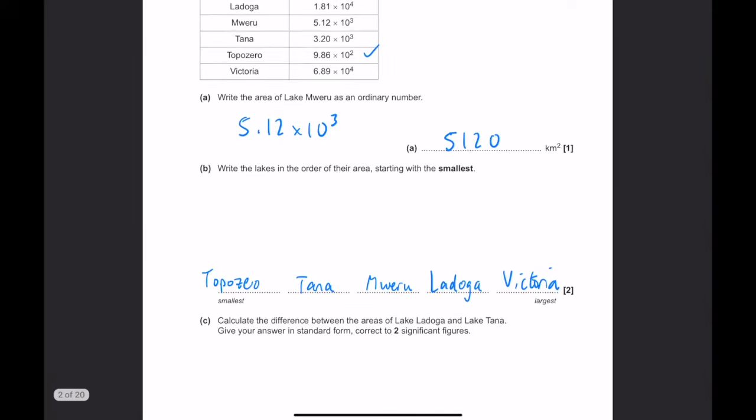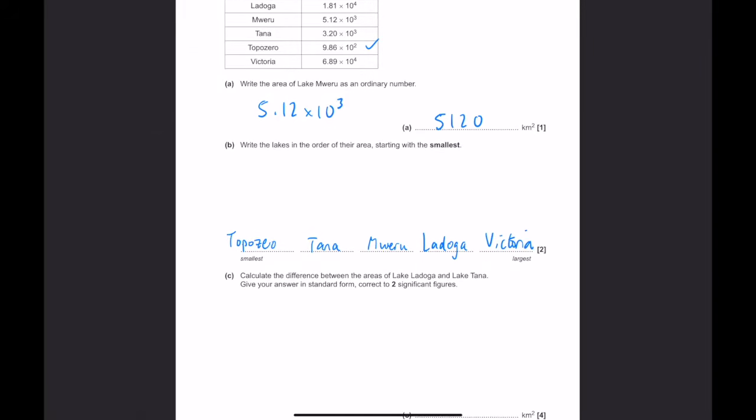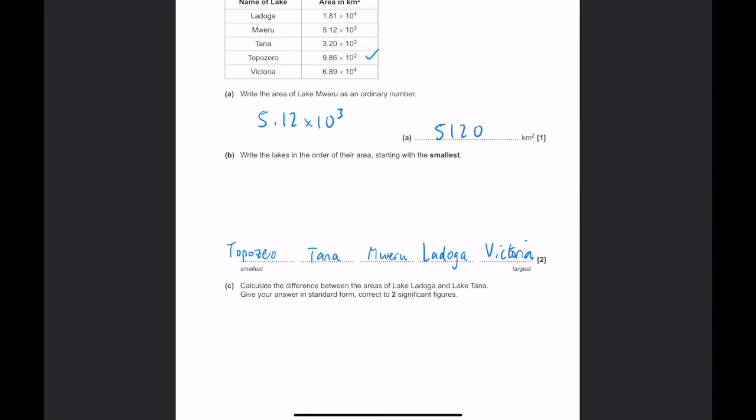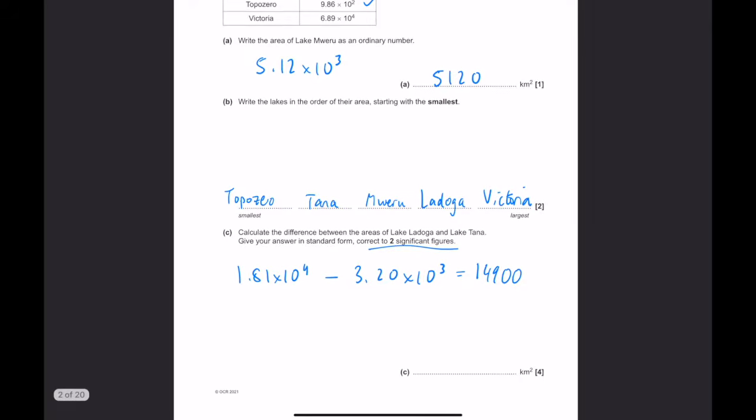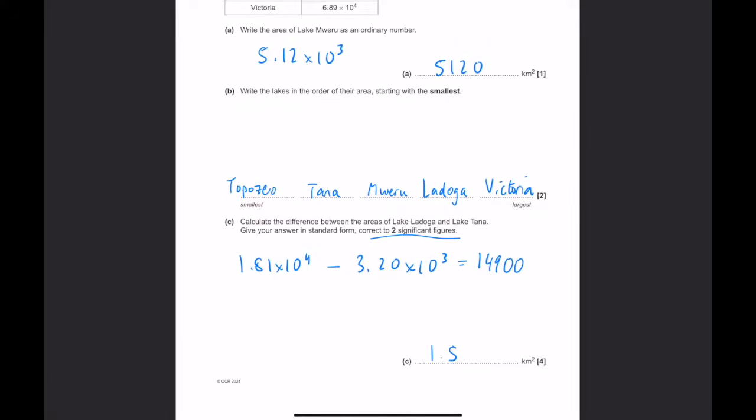Calculate the difference in the areas of this lake and that lake. Give your answer in standard form correct to 2 significant figures. This is a calculator paper, so I'm just going to put 1.81 times 10 to the 4, take away 3.20 times 10 to the 3 into my calculator, and that is equal to 14900, or to 2 significant figures in standard form, 1.5 times 10 to the 4.